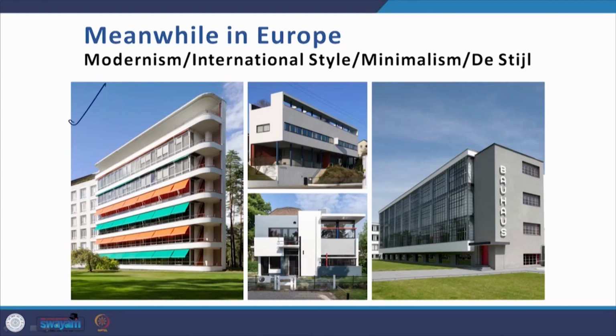Whereas parallelly in Europe, the international style modernism was taking deep roots and flourishing, whether it was Alvar Aalto's Paimio Sanatorium, whether it was this building by Corbusier and his cousin Pierre Jeanneret in the Weissenhof Siedlung project, whether it was the Schröder House by Rietveld or the Bauhaus by Walter Gropius. So a series of movements under the same umbrella of modernist thought, that is modernism, international style, minimalism of Mies van der Rohe, and the De Stijl architecture of architects like Rietveld.